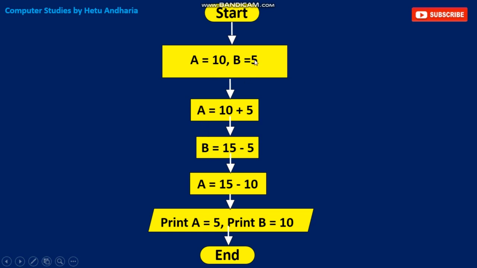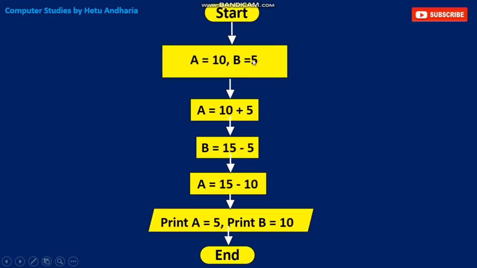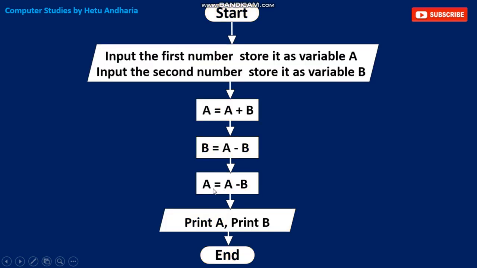Then B was 5, right? Now here what have we done? B is equal to A minus B. So what is A? 15. 15 minus 5 is equal to 10, right? So the value has been interchanged already here. Now the third step we had done is A is equal to A minus B. What is the value of A? 15.